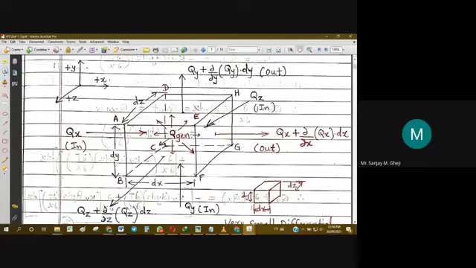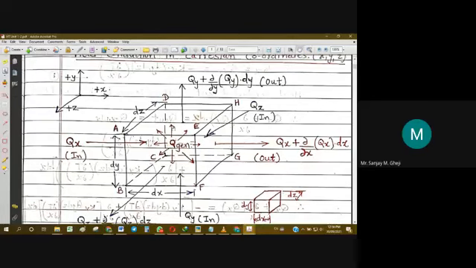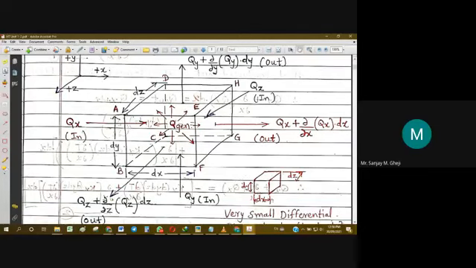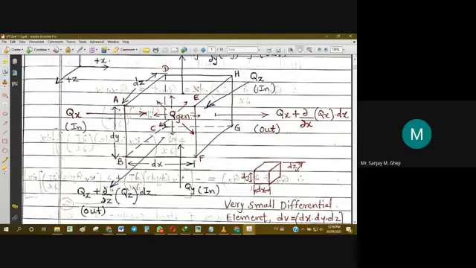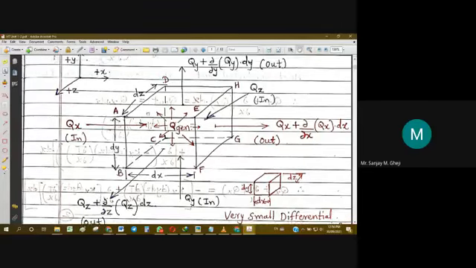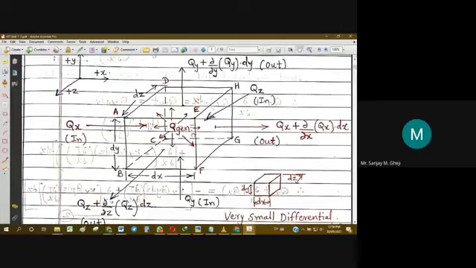For clarity and our understanding, we have made it large here, because we are interested to see in detail what is happening in this differential volume. That is why it is made large. Otherwise, the element will not be so large or so big in practice. Now, this rectangular box will be considered.